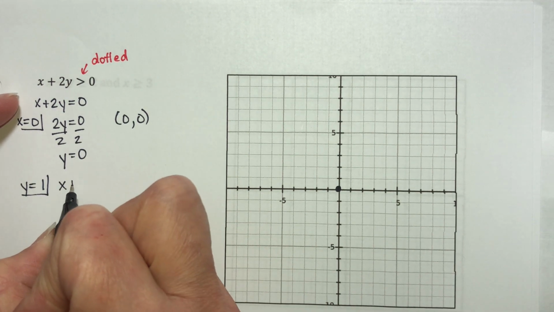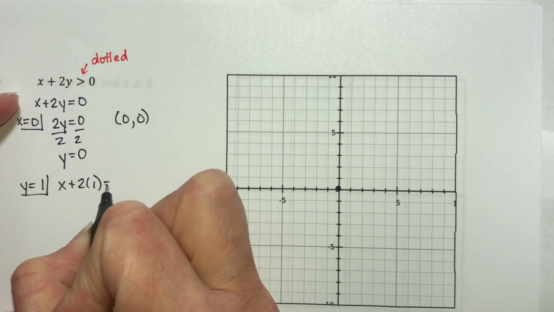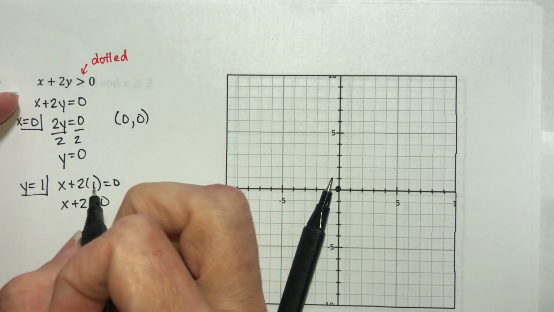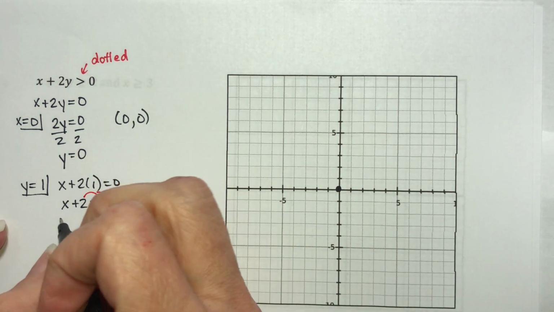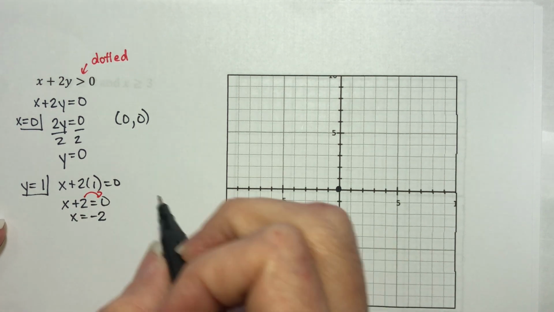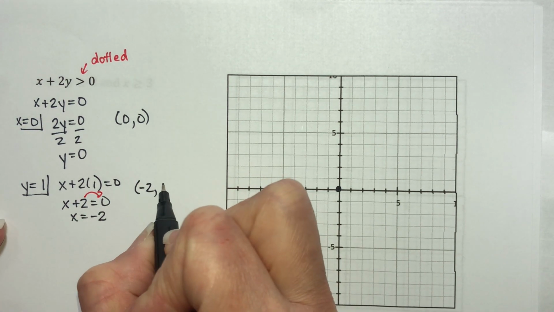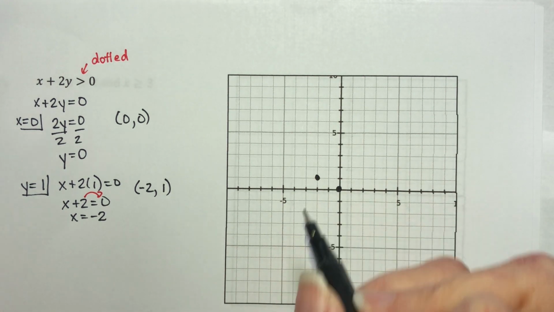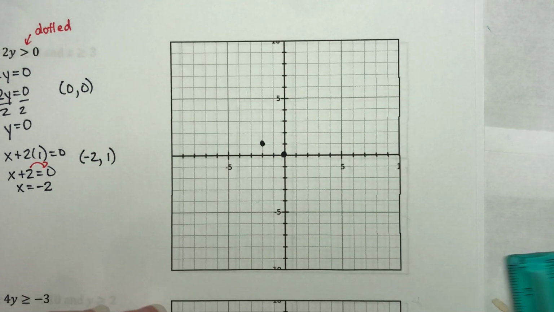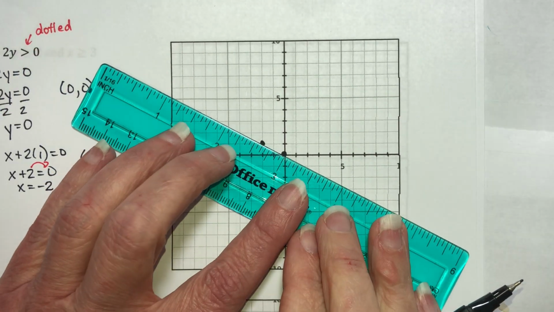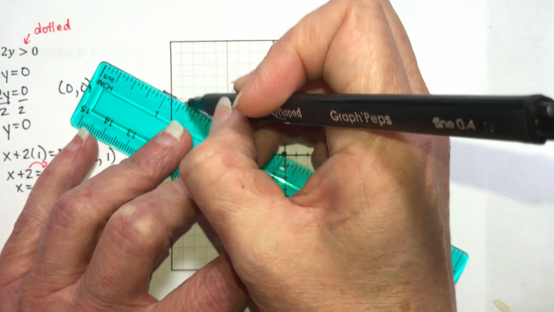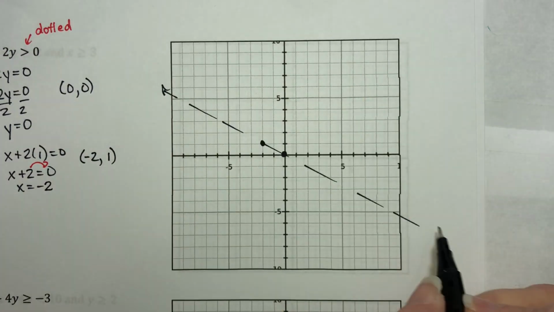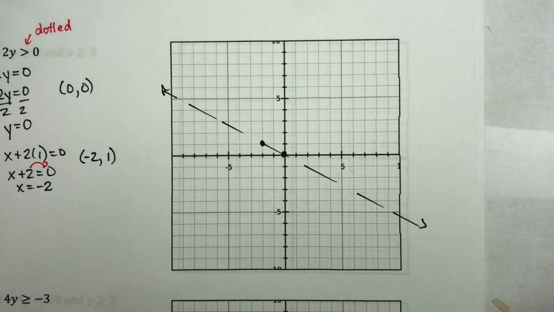So that would give me x plus 2 times 1 equal to 0. So x plus 2 equals 0. Move the 2 over, and you get x equals -2. So that means I have the point -2, 1. -2, 1 would be right there. So now draw in your boundary line. Remember that it's supposed to be dotted. Okay. And now we need to figure out which side to shade.